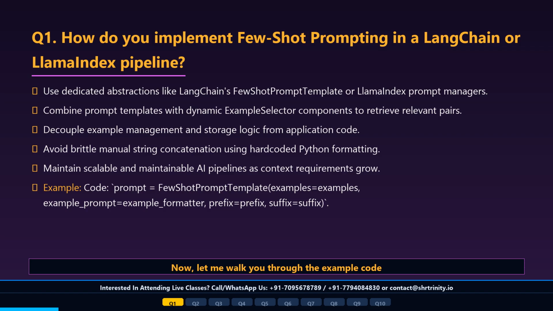Now, let me walk you through the example code structure to see how this works in practice. Notice how we construct the few-shot prompt template by passing in examples, an example_prompt formatter, a prefix for system instructions, and a suffix for the actual user query. The example_prompt defines how each individual key-value pair of input and output is rendered. The prefix sets up the general instructions for the language model, while the suffix appends the live incoming input. At runtime, the template dynamically renders these elements into a single coherent prompt string. Using structured prompt managers rather than raw strings proves to interviewers that you understand production-grade AI software engineering patterns.